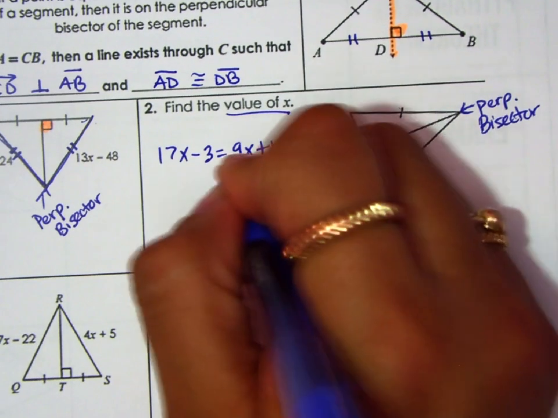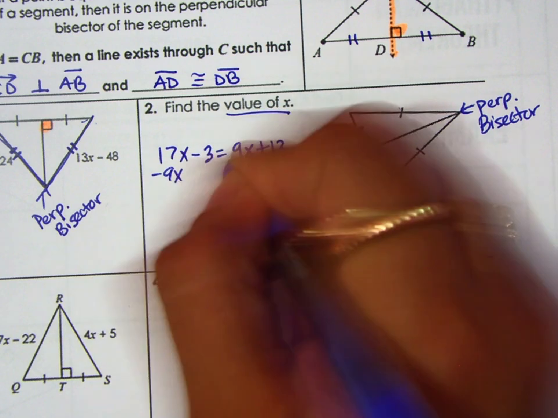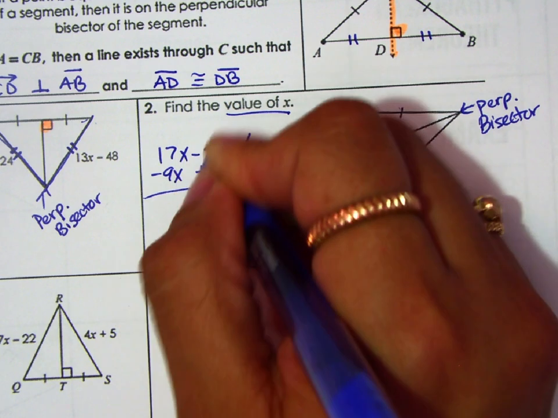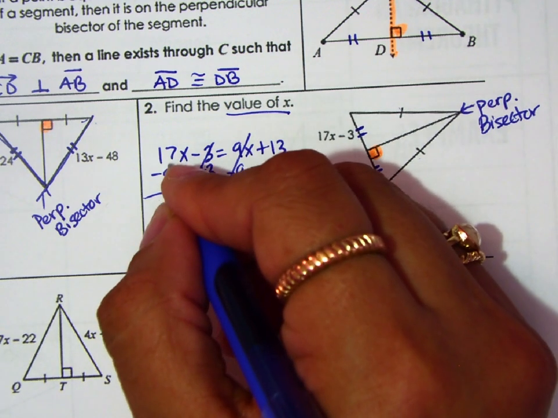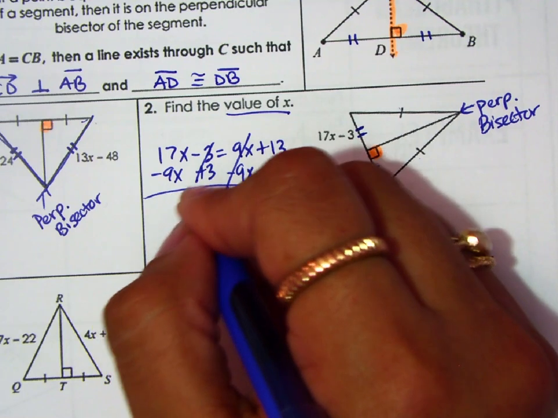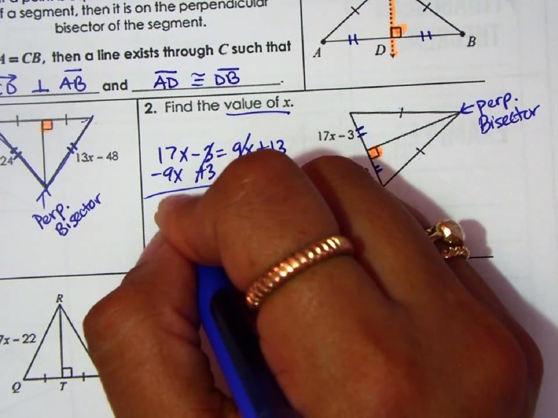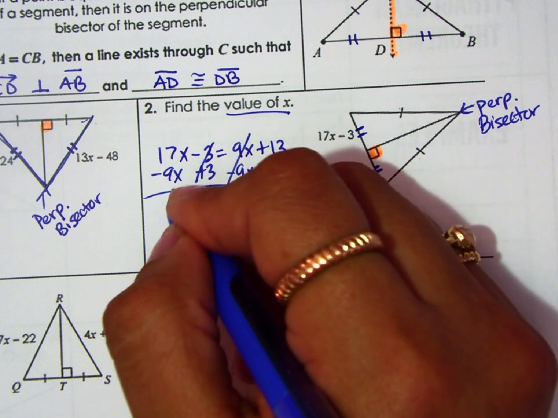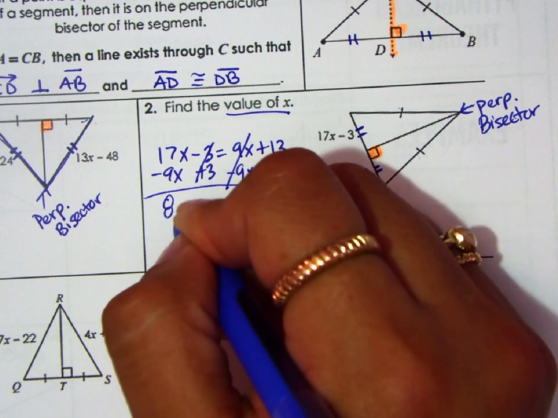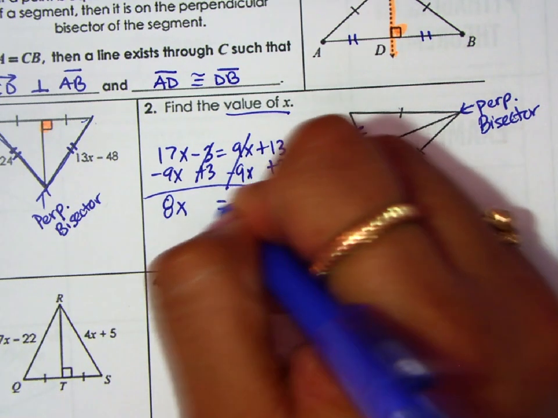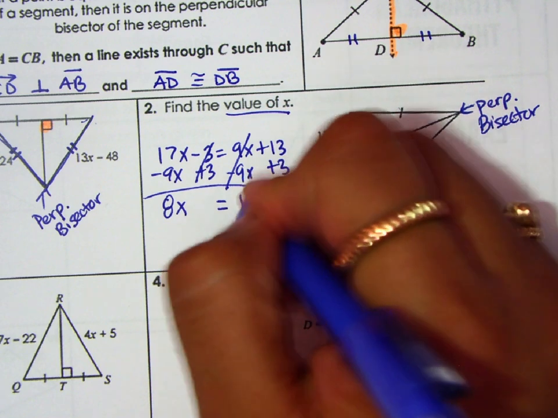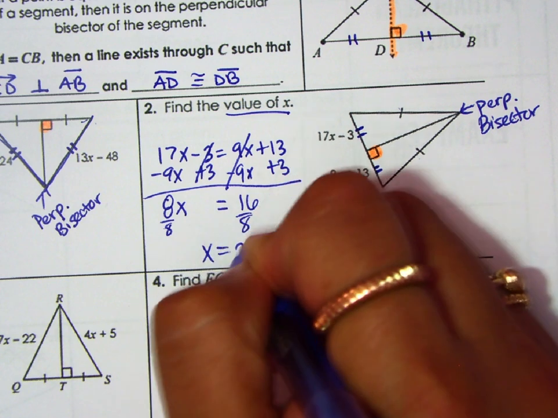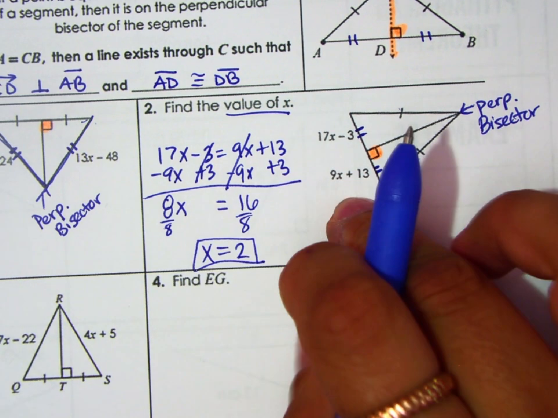So let's move the x's to one side, the numbers to another side. X's cancel here, numbers cancel here, and now we have 17 minus 9, which is 8. Sorry, it's late. It's 8, right? And then over here we have 13 plus 3, which is 16. So then now we divide by 8, and x equals 2. So that will be the answer for that one.